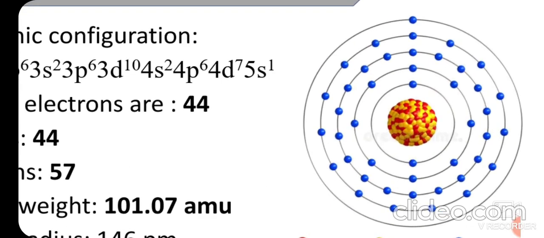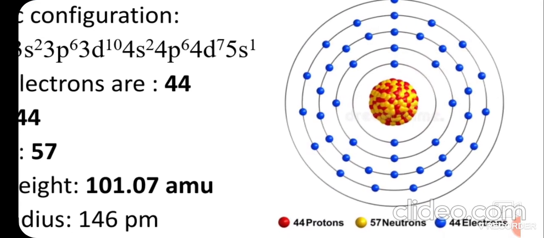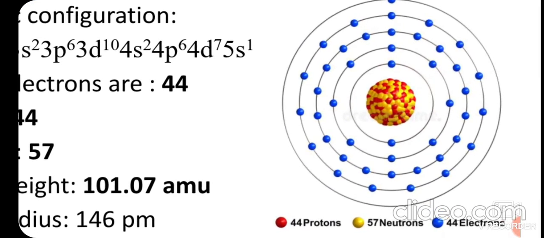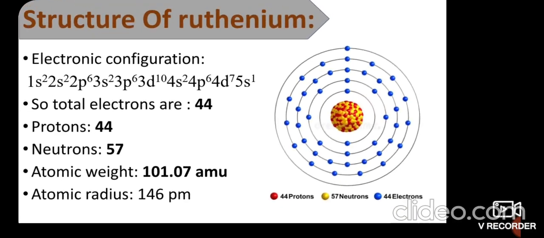As you can see in the diagram, the nucleus is in the center and around the nucleus are the shells in which there are 44 electrons. Electrons are shown by blue color, neutrons by yellow, and protons by red color.